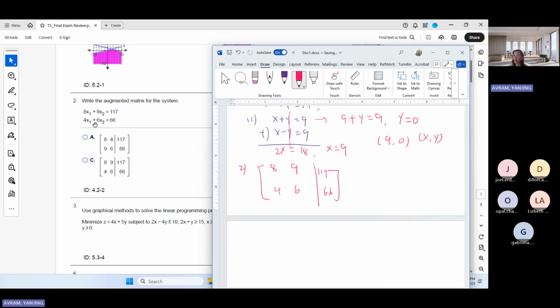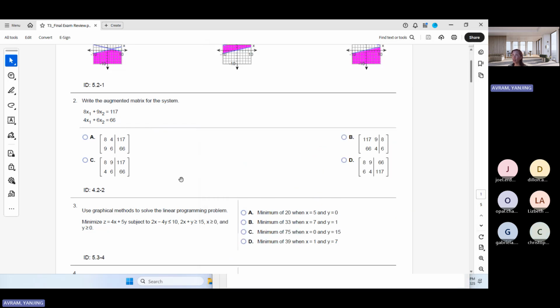So when you write down, you have to be very careful. x1 and x1 need to line up. If they didn't line up, you have to put them in order first before you write a matrix. Okay.